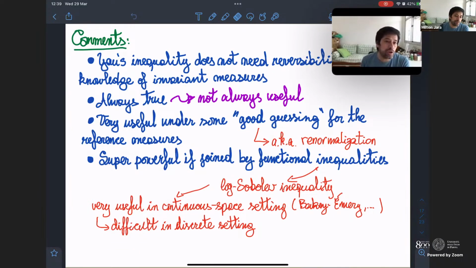Of course, log Sobolev inequalities are a very useful tool in the continuous space setting because of Bakry-Émery, for example, or other types of arguments. But in the discrete setting for finite state Markov chains it is more difficult, because log Sobolev inequalities are not so easy to prove in the discrete setting. The discrete setting is too sensitive to rare events, and then you lose the log Sobolev inequality.